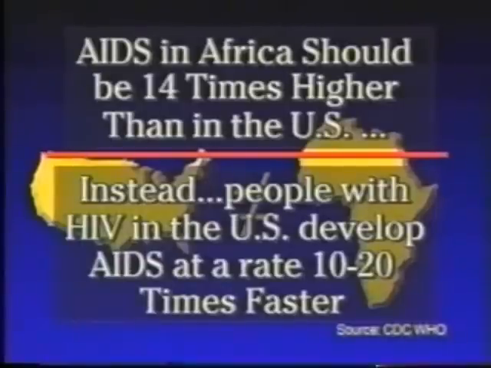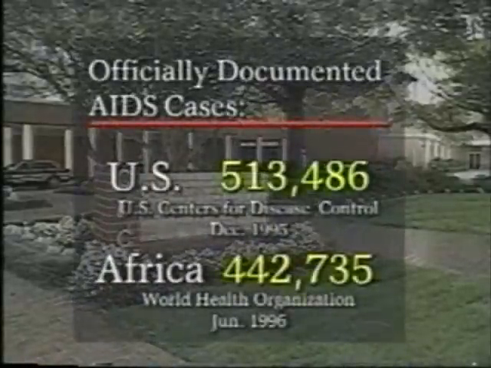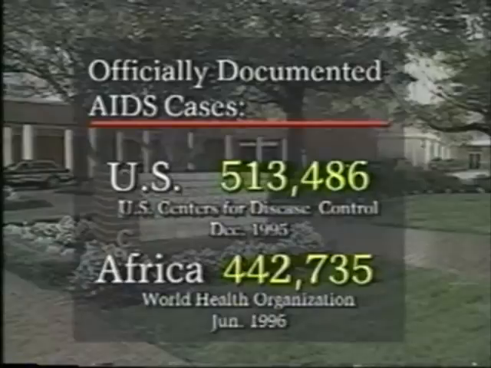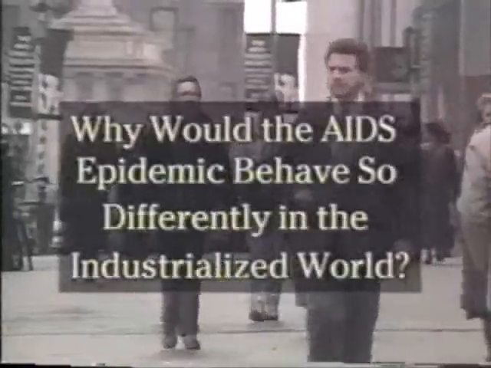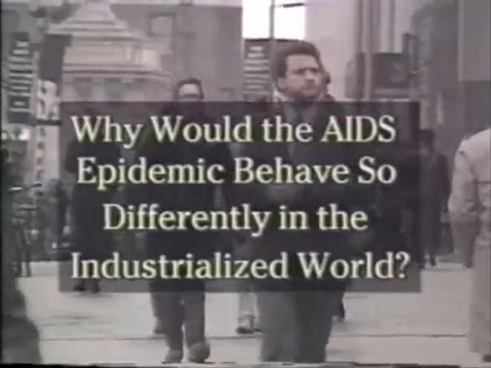People infected with HIV in the U.S. develop AIDS at a rate 10 to 20 times faster than Africans. Figures from the CDC and the World Health Organization have confirmed this since 1987 through 1995. So the question is, why would the AIDS epidemic behave so differently in the industrialized world?